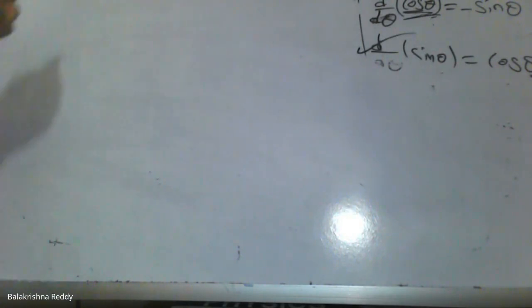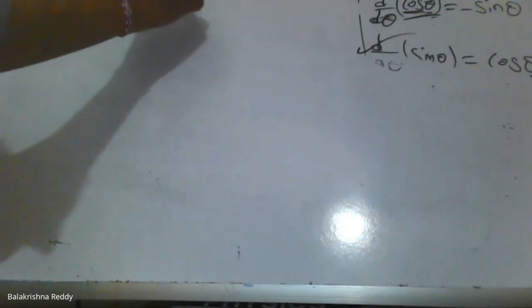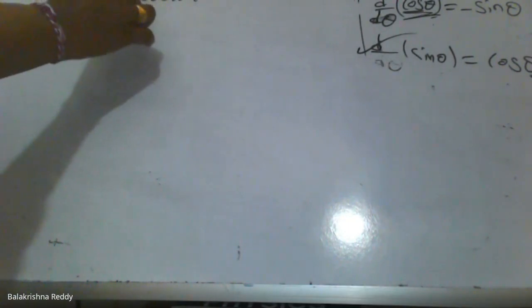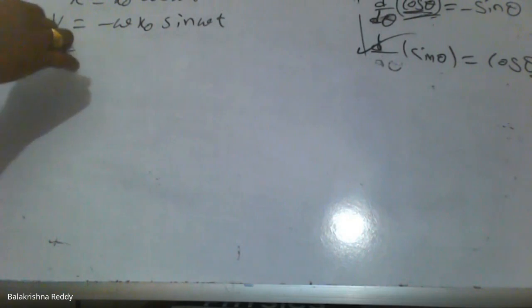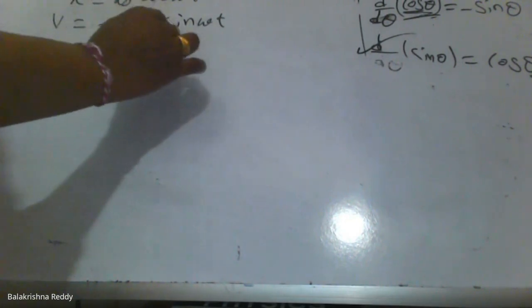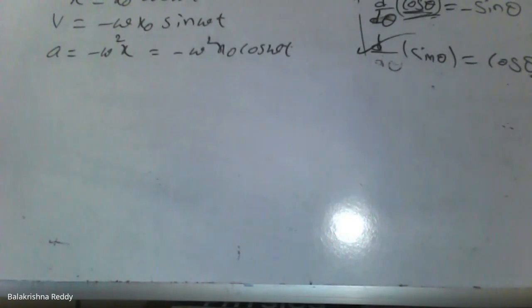That is, first, displacement: x equal to x naught cos omega t, if you take it. Velocity v equal to, what is the velocity of simple harmonic motion? Minus omega x naught sine omega t is the velocity. Okay, what is the acceleration? a equal to minus omega square x, which is also equal to minus omega square x naught cos omega t. These are the three important terms.